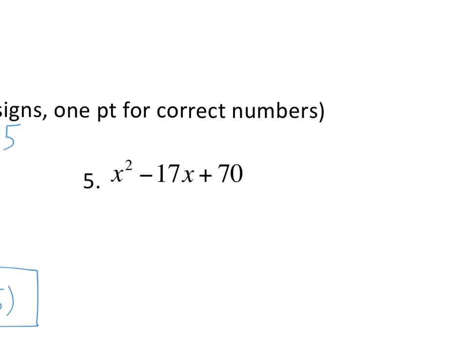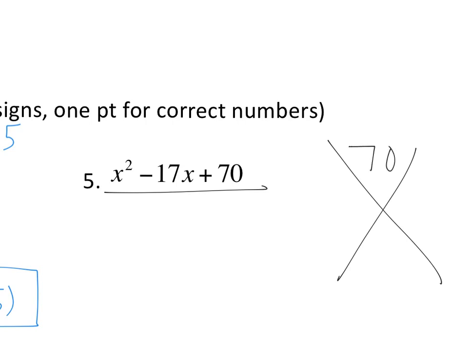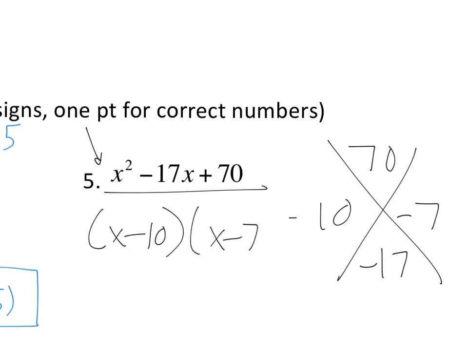Question 5. Looks like no greatest common factor. So it's a trinomial. I'm going to do my x. Looking for numbers that multiply to 70 and add up to negative 17. Looks like 10 and 7. I'm going to have to make them both negative. Again, this is another shortcut one because there's no number in front. So I can go straight to my answer. X minus 10, x minus 7.